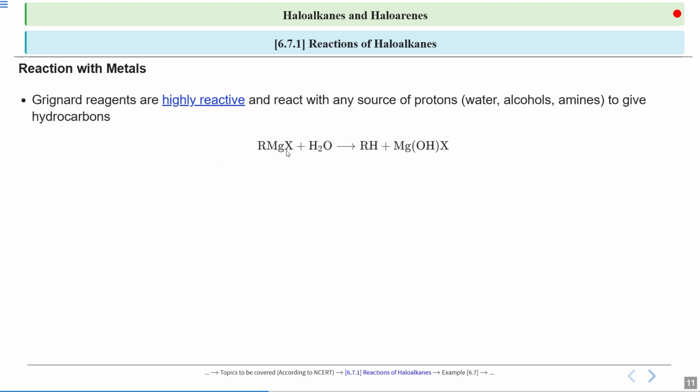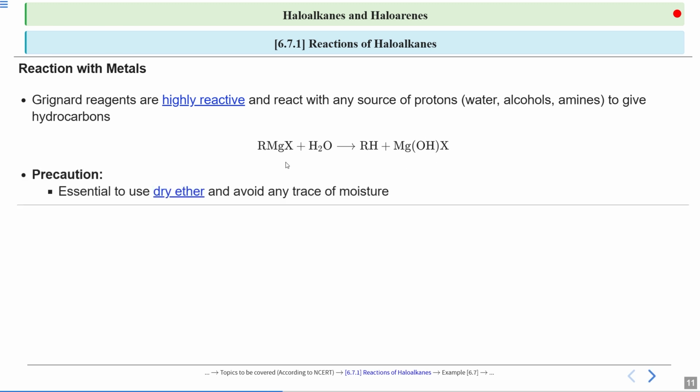So if you add your Grignard reagent to a proton source, that means either water, alcohol or amine, a molecule which provides protons, you are going to get a hydrocarbon plus your side product, magnesium hydroxide halide. Because the Grignard reagent is highly reactive towards a source of proton, such as the water molecule, which provides a proton to react with the Grignard reagent and form the hydrocarbon.